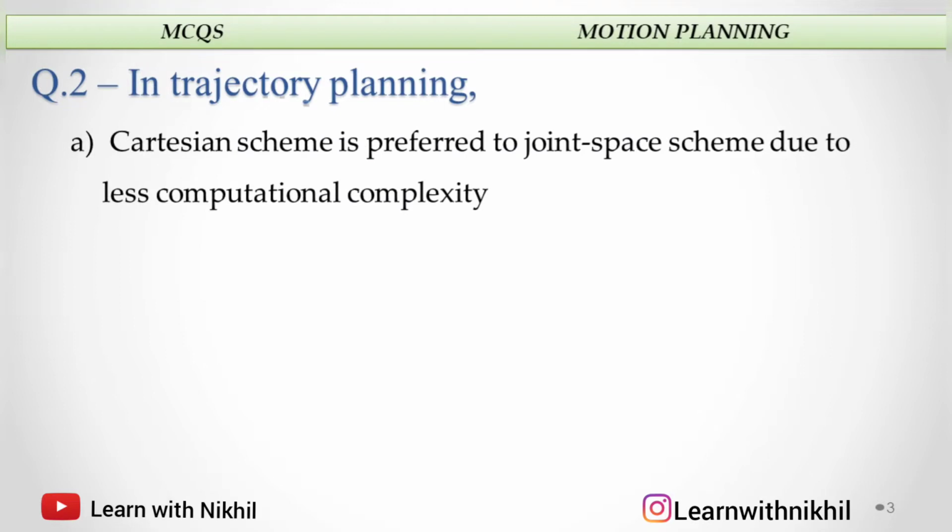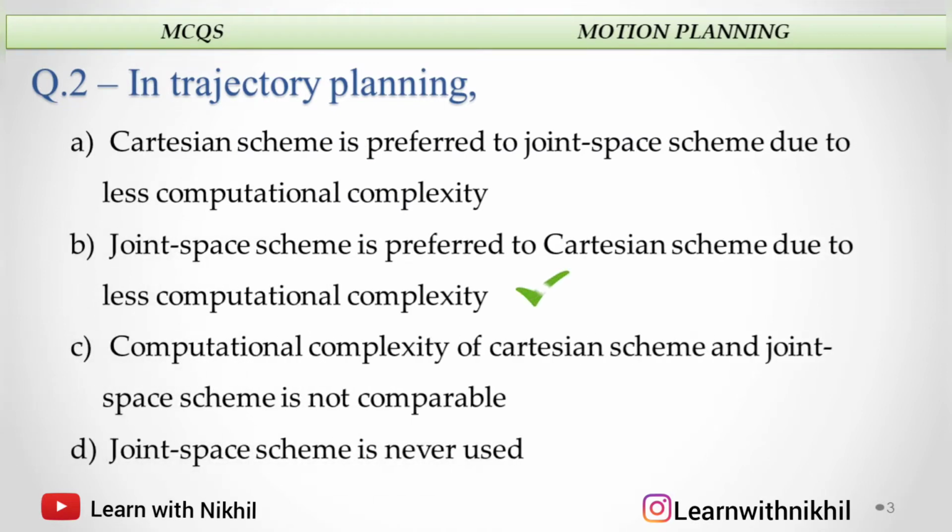In trajectory planning, joint space scheme is preferred to Cartesian scheme due to less computational complexity. So you have in trajectory planning we have joint space and Cartesian space. So joint space is always preferred.